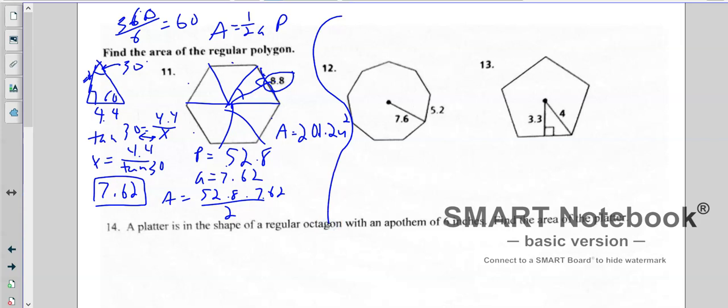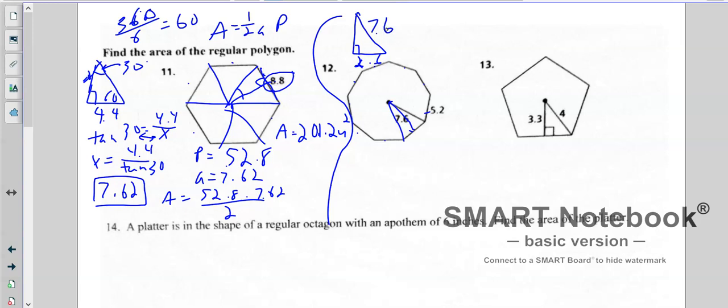Number 12. We have a little triangle here. We have 1, 2, 3, 4, 5, 6, 7, 8, 9 sides. So if we cut our triangle out, just to make life easier, there's 2 ways to go about this. Remember, the apothem splits it right down the middle. If one side is 5.2, half of that is 2.6. We already know the hypotenuse is 7.6.